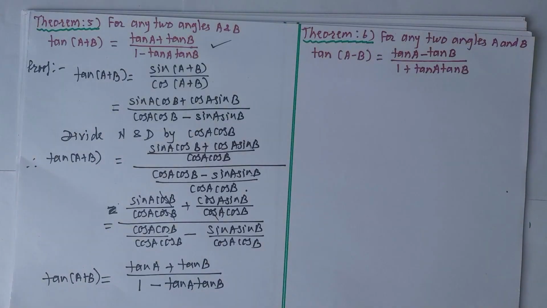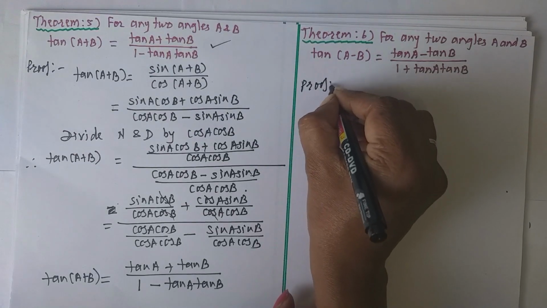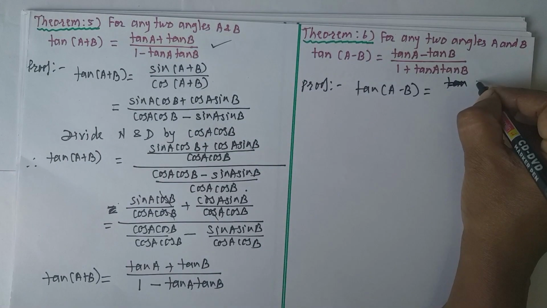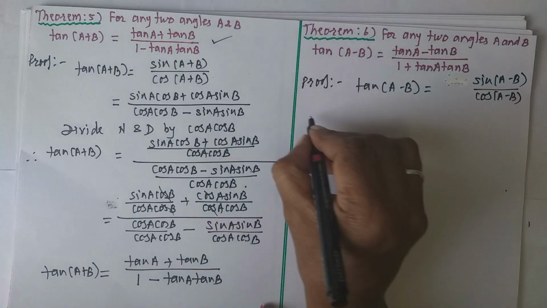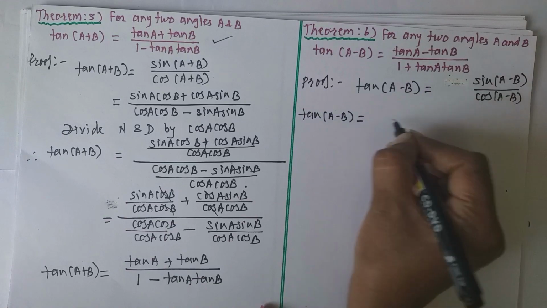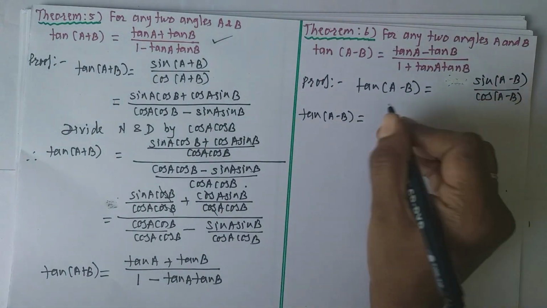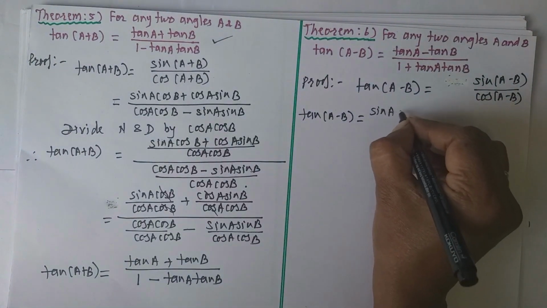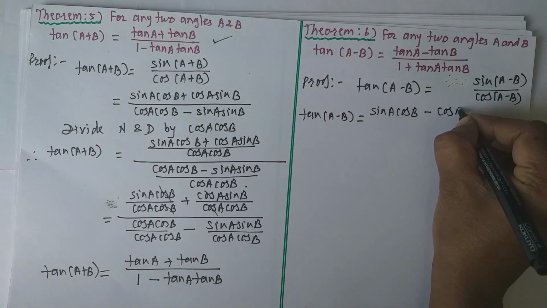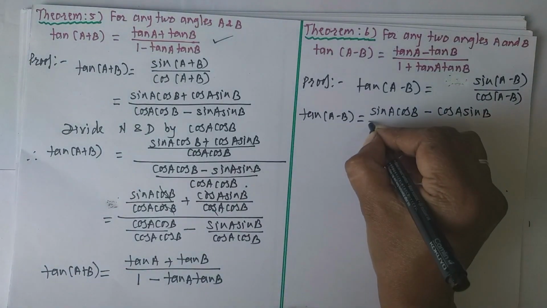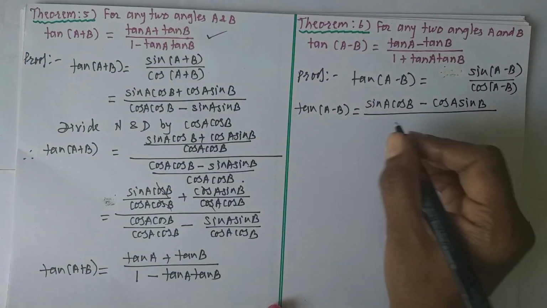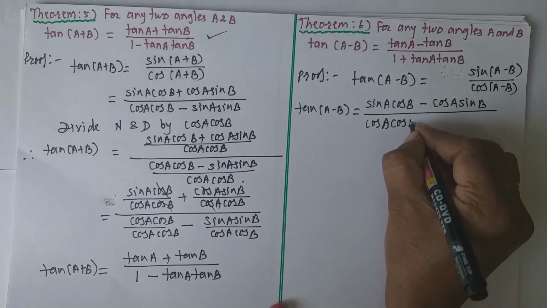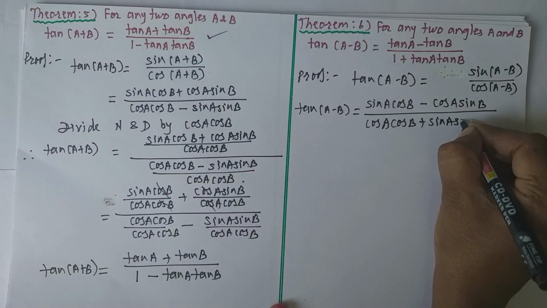In the same way you can get the proof of the second. See here, for that you write down tan(A − B) means what? Sin(A − B) divided by cos(A − B). Then you keep the value of sin(A − B), that is the formula for sin(A − B), that is sin A cos B minus cos A sin B, divided by, what is the formula for cos(A − B)? That is our first theorem, and that is cos A cos B plus sin A sin B.